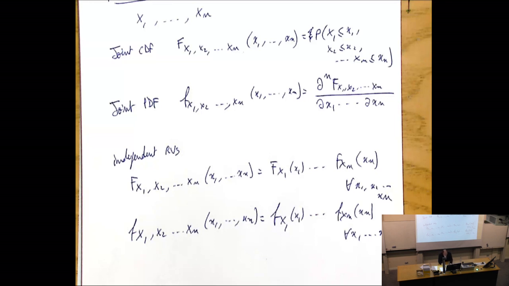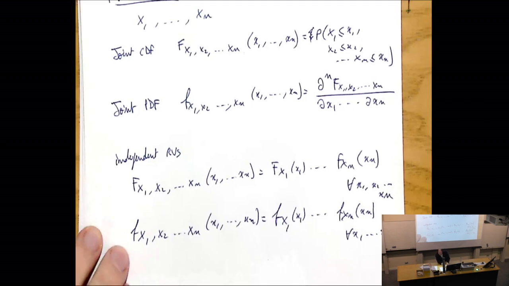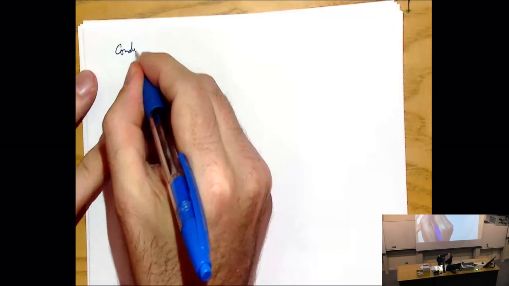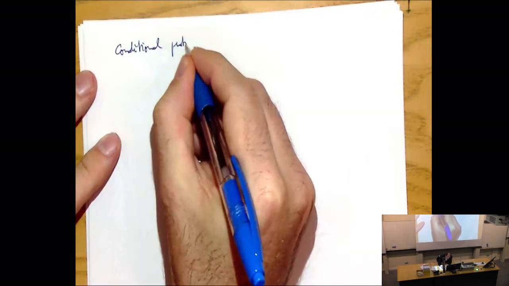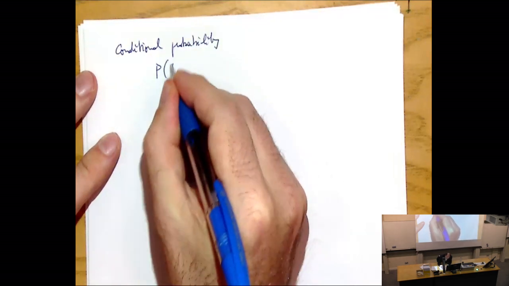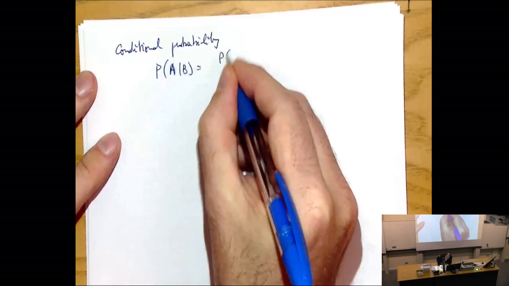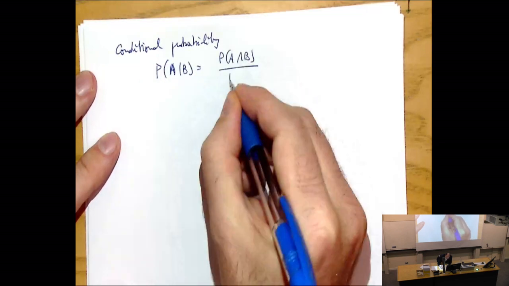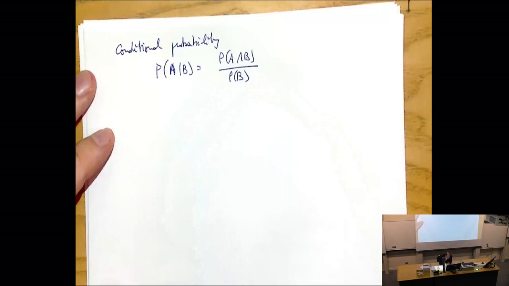Good. So with this, we have the joint PDF. We have the marginal. And let's look at another notion that we have seen in the past, which was the conditional probability. When we looked at conditional probability, we had 2 events, and we were saying probability of A given B was the probability of A intersection B divided by probability of B.